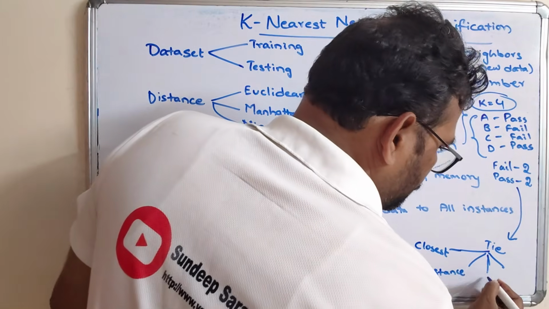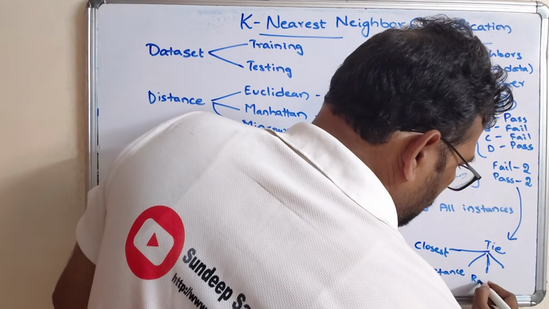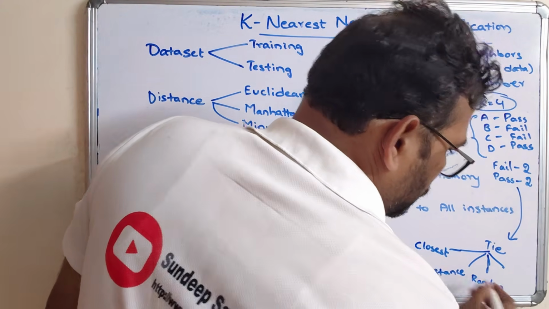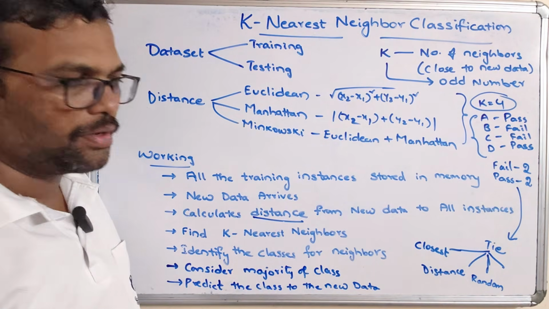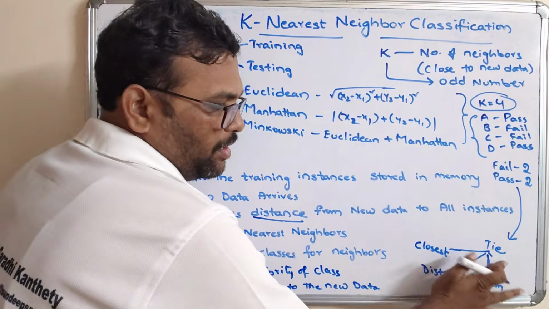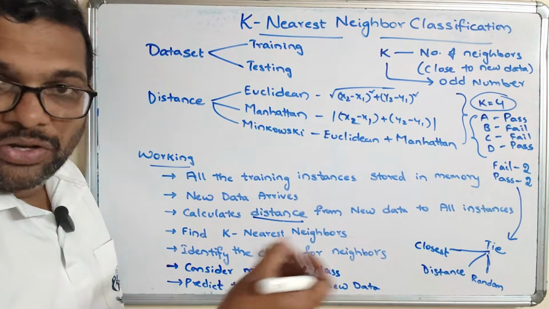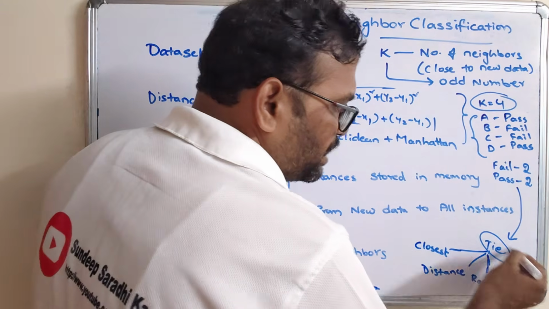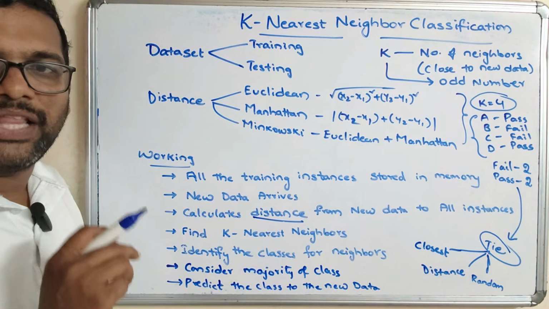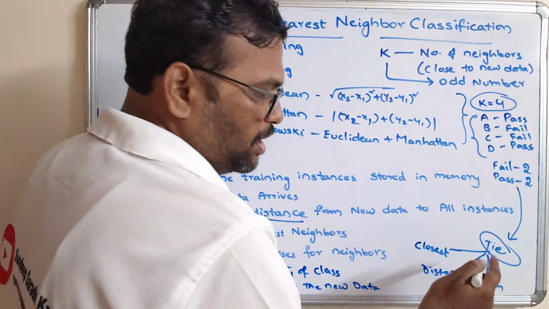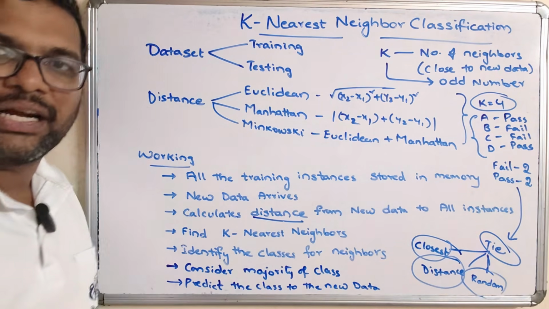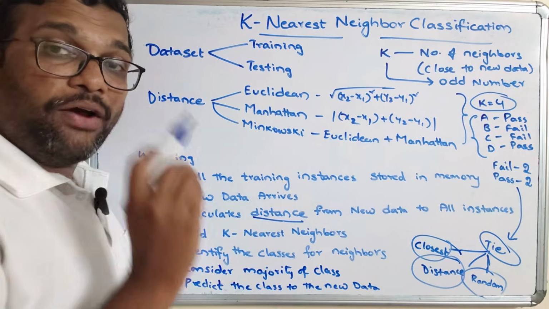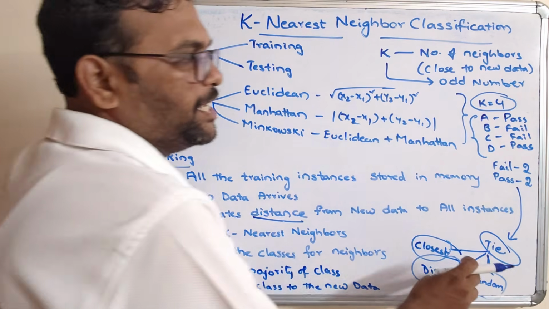And the third one is a random way, where we can consider the data, so the class. So like this we have a few tie breaking rules. With the help of these tie breaking rules, among all these we need to select any one, and we have to select the class.